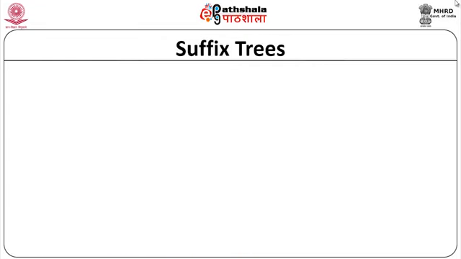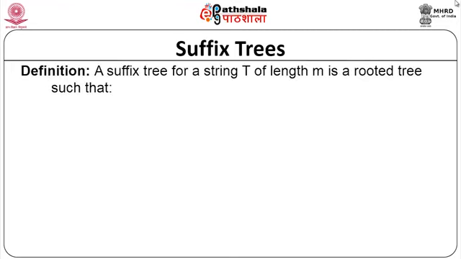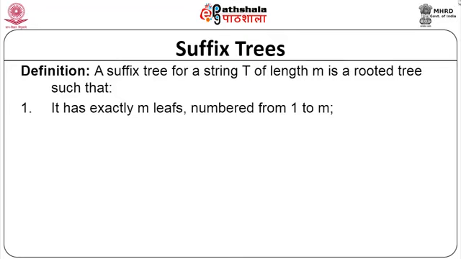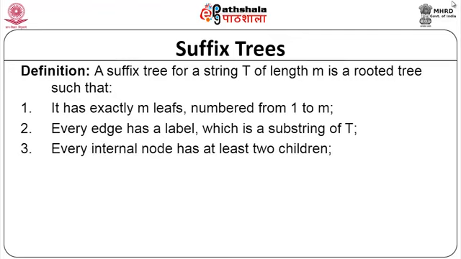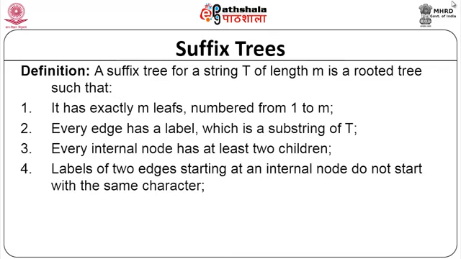Next type of tries is what is called suffix trees. So here a suffix tree for a string t of length m is a rooted tree such that it has exactly m leaves numbered 1 to m. Okay, that is the string's length. Here, for all these types of tries, we are talking about the string length. Every edge has a label which is a substring of t, and every internal node has at least 2 children. Labels of 2 edges starting at an internal node do not start with the same character.